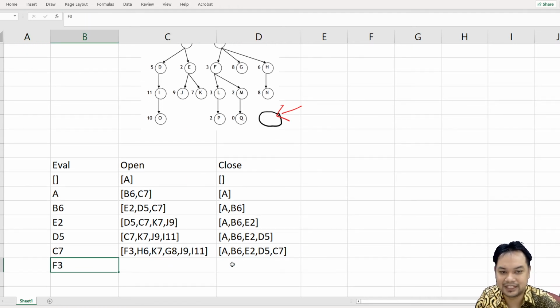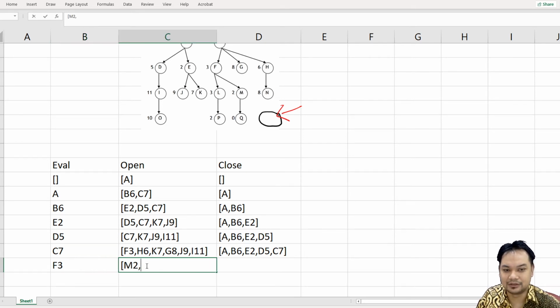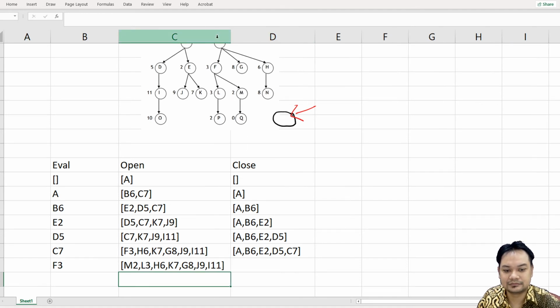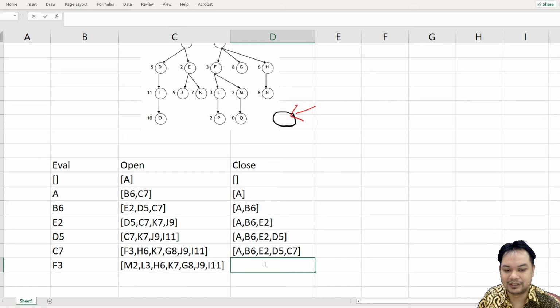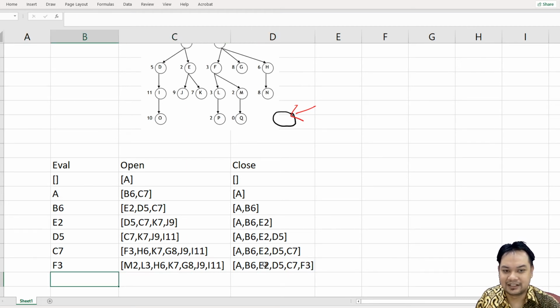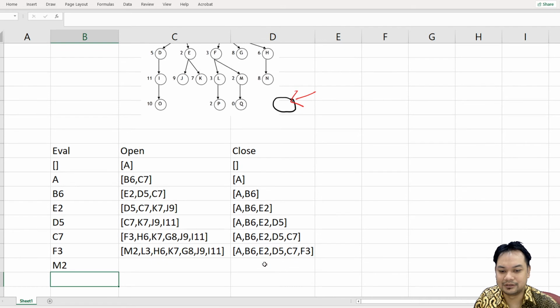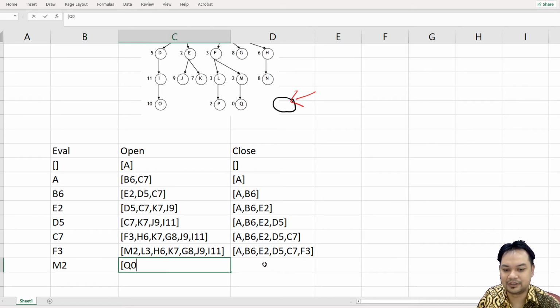So under F3 you have M and L. So M2, L3, K6, K7, G8, J9, I11. Okay. Afterwards, you have A, B6, E2, D5, C7, F3. And then you have M2. So M2, and then under M2 you have Q0.